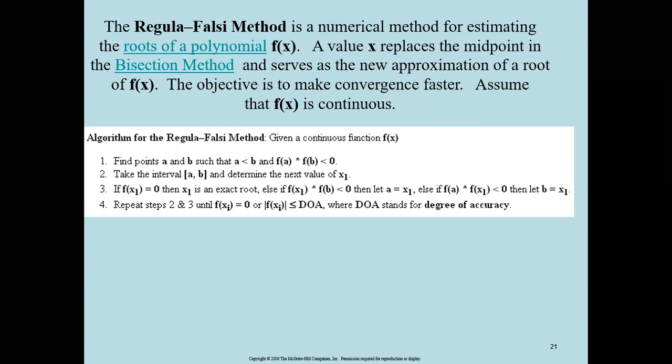So assume that f(x) is continuous. Then we have the same algorithm or procedure, steps 1 to 4. The only difference is how to obtain the value of x. For regula falsi, we have this formula that we need to derive.